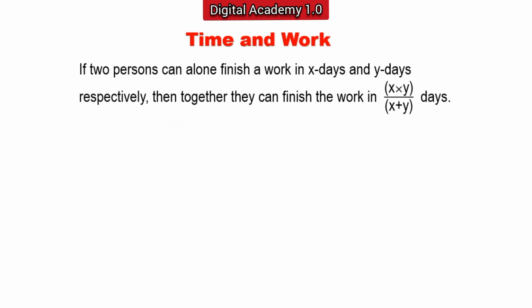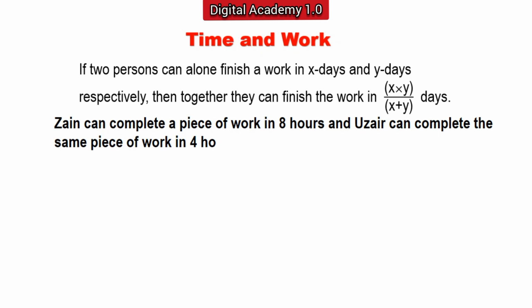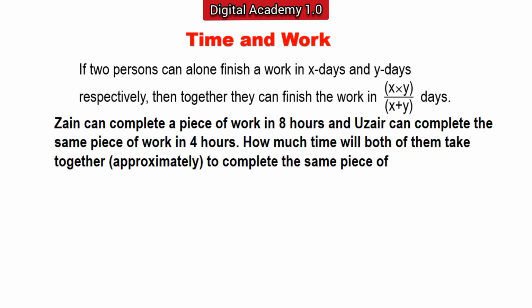Problem. Zain can complete a piece of work in 8 hours and Uzair can complete the same piece of work in 4 hours. How much time will both of them take together, approximately, to complete the same piece of work? Let's solve step by step.